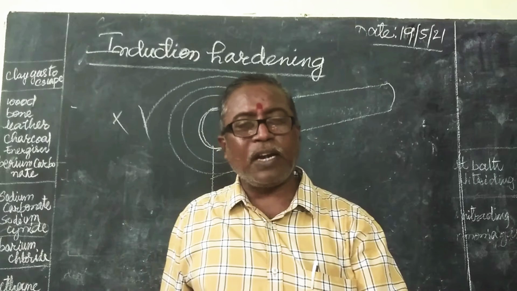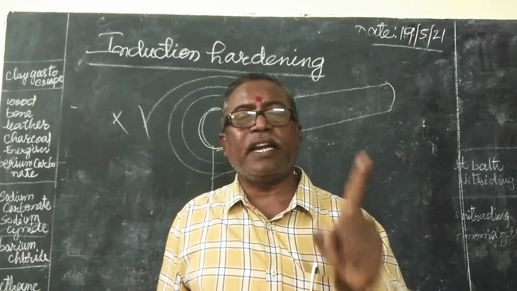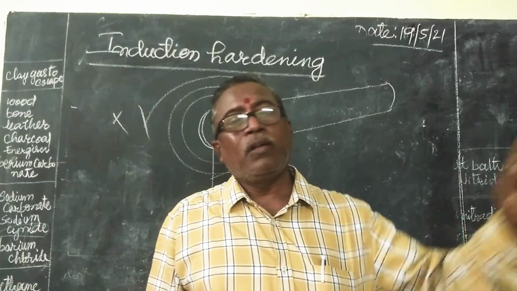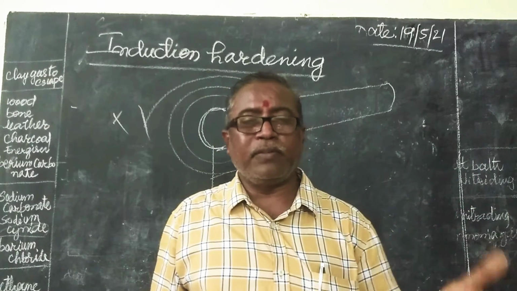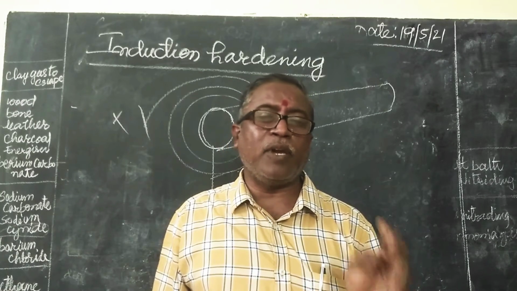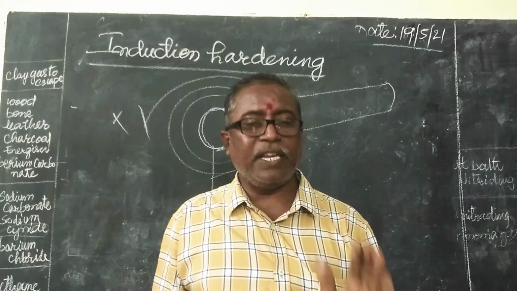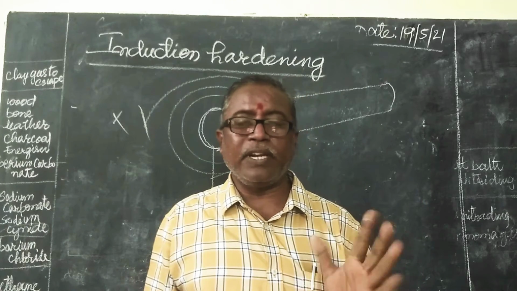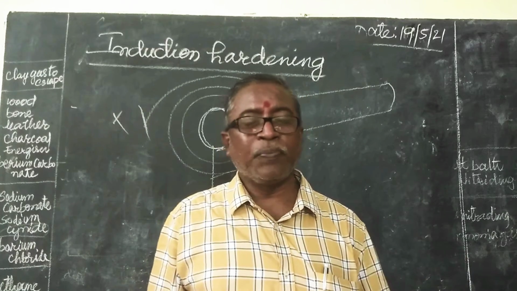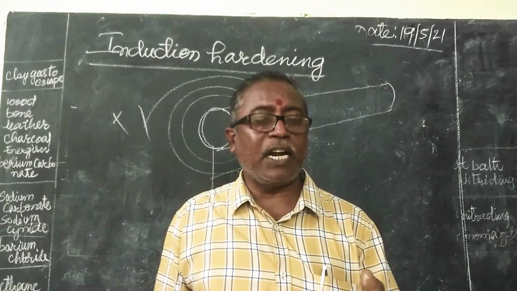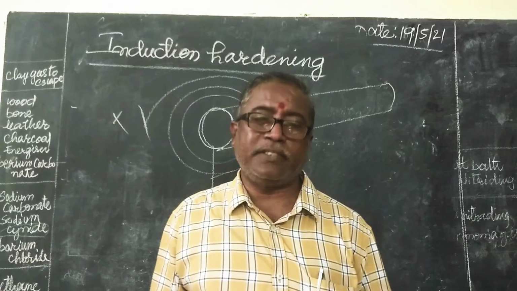For this one, the carbon percentage should be 0.35 to 1.5. So like that, if more than 0.35% carbon is there in the metal, induction hardening takes place. Otherwise, it cannot. Then this induction hardening is done for the gears.